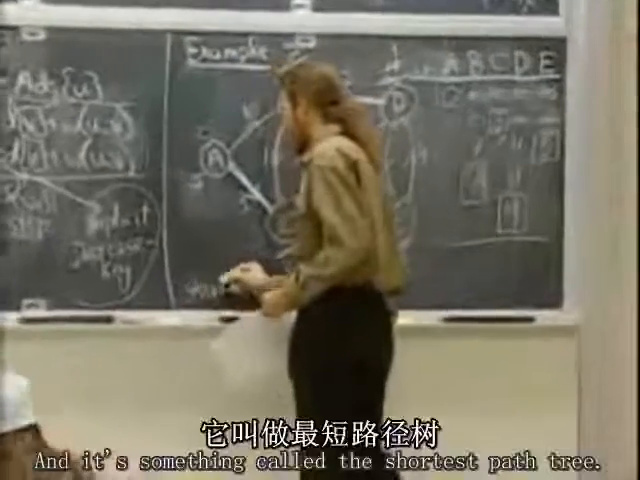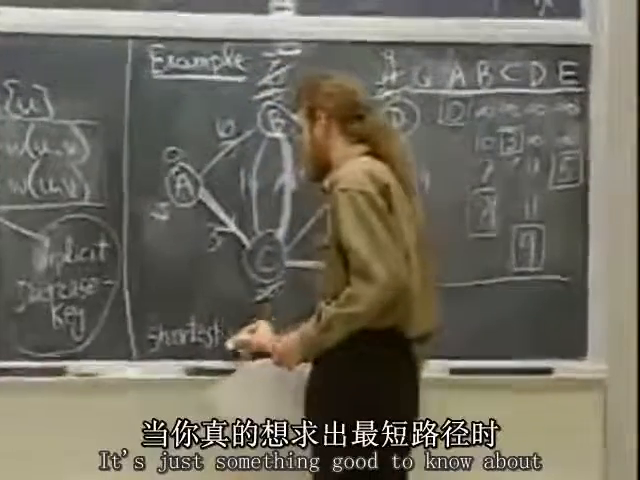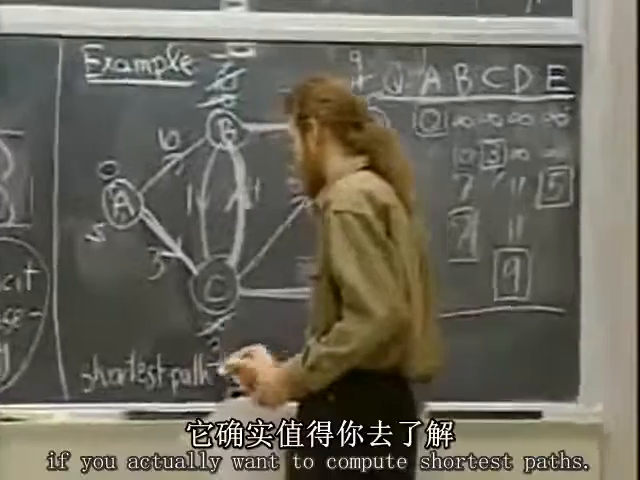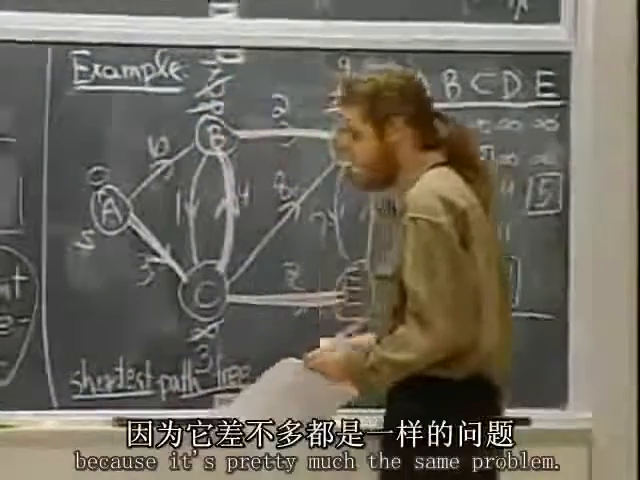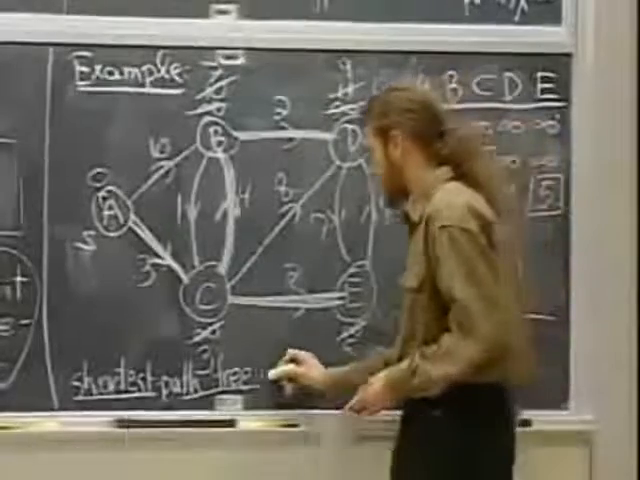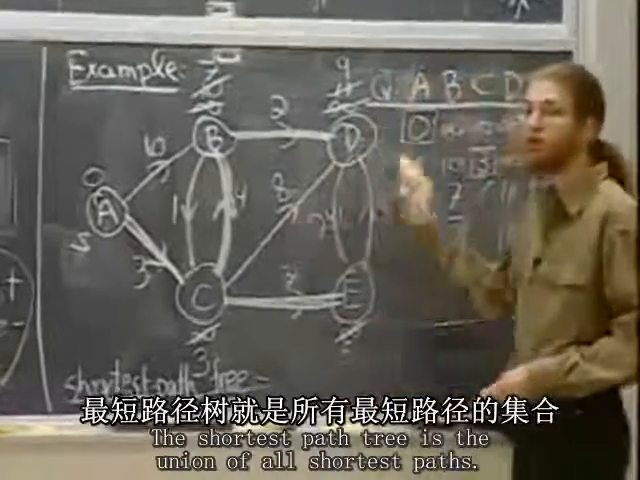It's something called the shortest path tree. It's just something good to know about if you actually want to compute shortest paths. In this class, we mainly worry about the weights because it's pretty much the same problem. The shortest path tree is the union of all shortest paths.